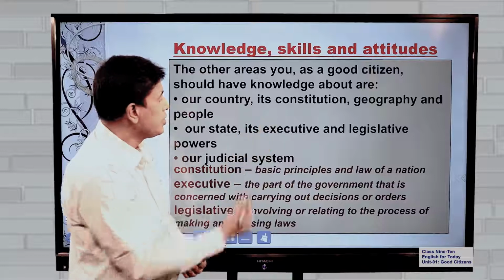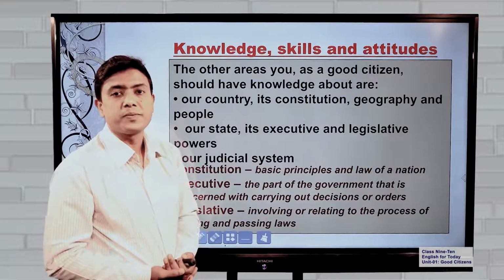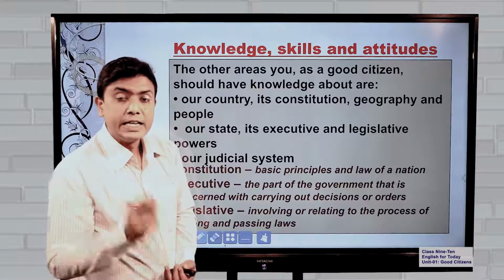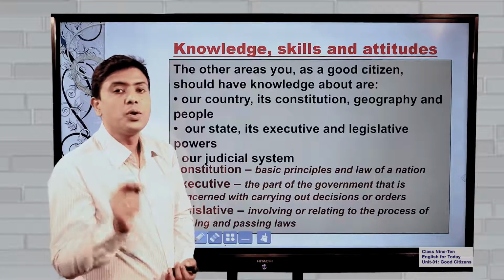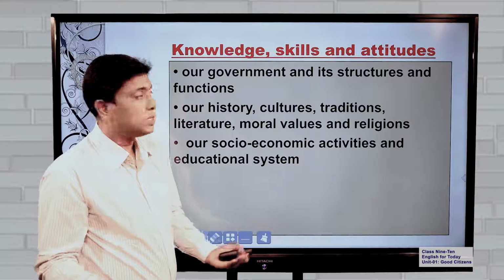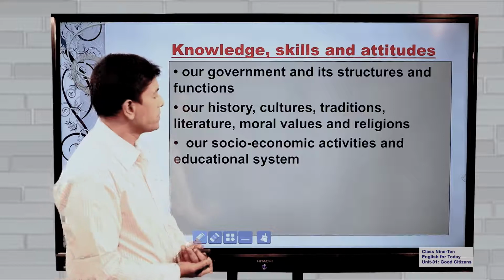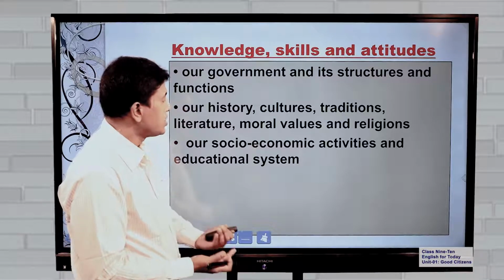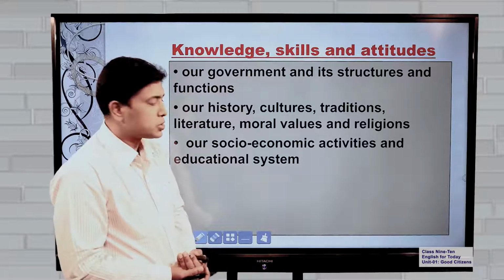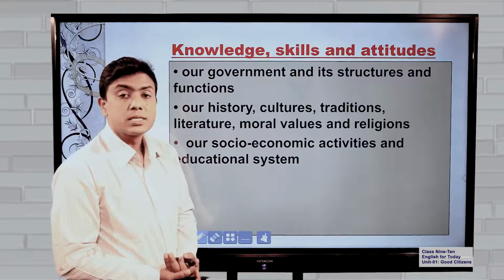Also, you should know about the geography of our country. By geography, what do we mean? The land, the atmosphere. So you should also have knowledge of the geography of our country. Let us see more. Let us see what else you should know about the country. More knowledge is required for that. So you should also learn about our government and its structures and functions, our history, our cultures, traditions, literature, moral values, and religions. You should also learn about our socio-economic activities and educational system.